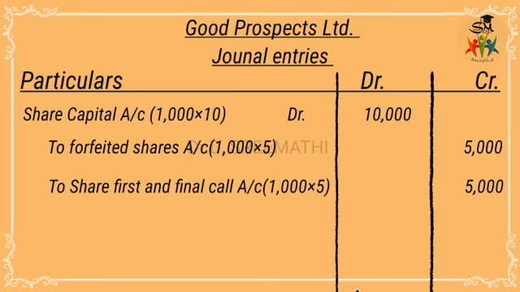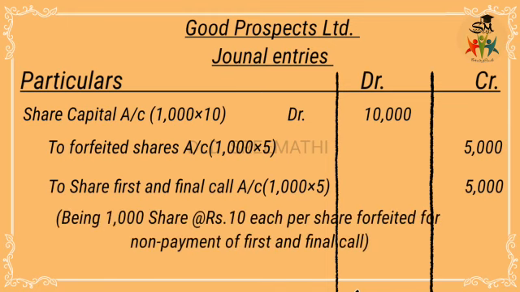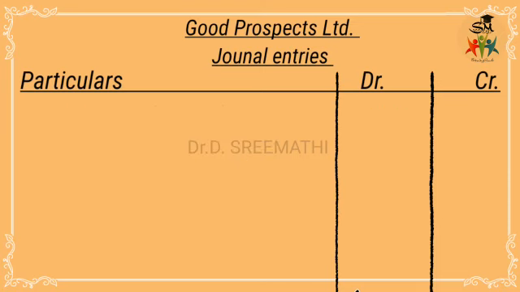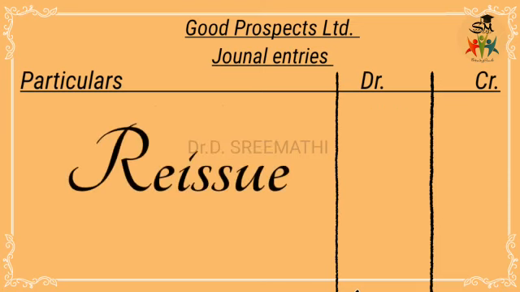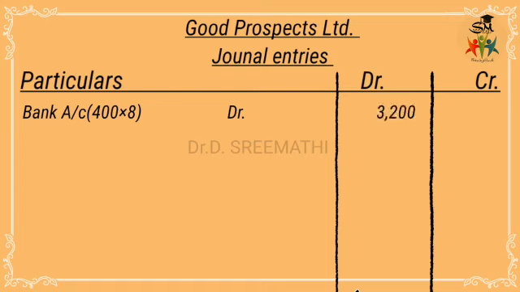Then first and final call amount 5,000, forfeited shares account 1,000 into 5, 5,000. And then for reissue. Here the 1,000 shares are not all reissued. Only 400 shares were reissued as fully paid at rupees 8 per share. So what amount is received? Debit bank account, 400 shares multiplied with 8 per share, so 3,200. The balance 2 rupees goes to the forfeited account.